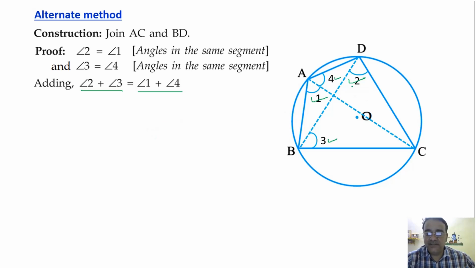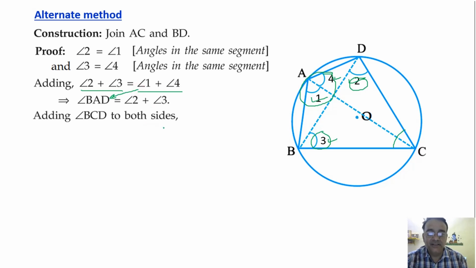Now what is the sum of these three angles: angle 2, angle 3, and this angle? 180 degrees. Why 180 degrees? Angle sum property of triangle. Very good. Now I am replacing angle 2 plus angle 3 with angle BAD, because angle 1 plus angle 4 is equal to angle 2 plus angle 3. I am replacing angle 1 plus angle 4 with angle BAD.